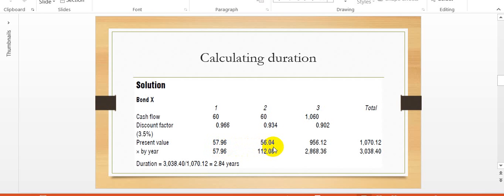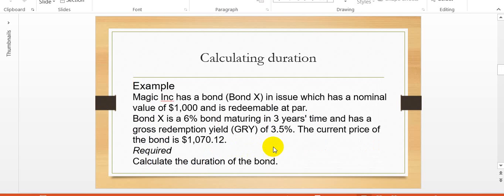Just a moment, sir. On the final year, you said it's 600 plus. What's the redemption value? The redemption is the nominal. What's the $1,000? Yes. That's going to be updated in the final year. It's 1,060. 6% of 1,000 gives you 60.